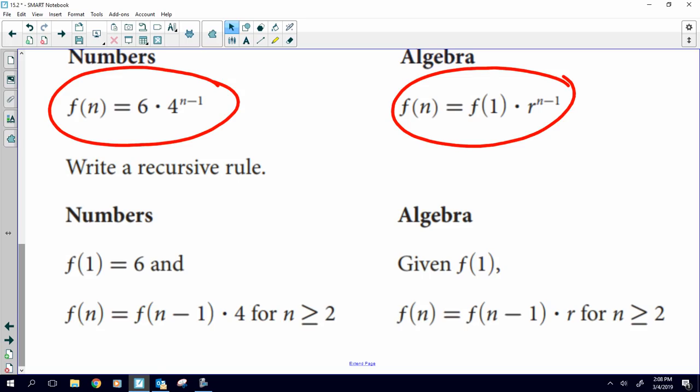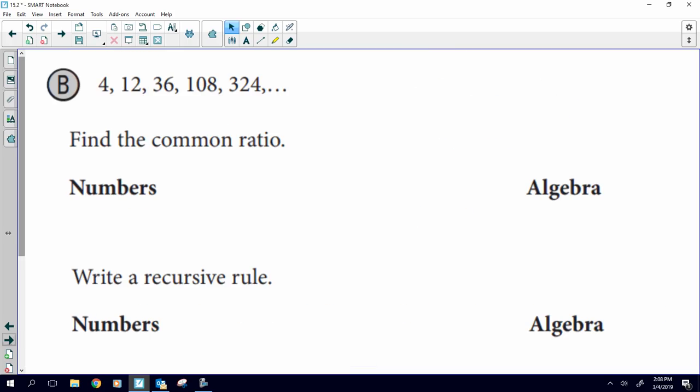I didn't put "r is greater than or equal to 2." Okay, because they've already defined 1, so you don't need 2. I mean, you don't need 1. Okay. All right, here's another one.